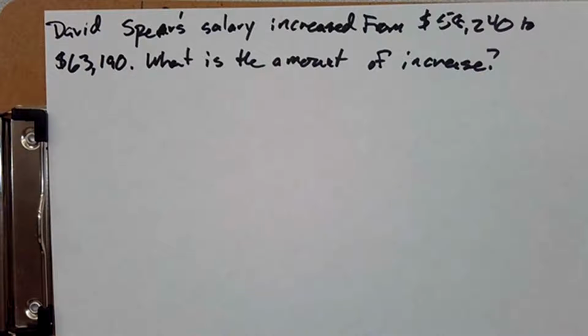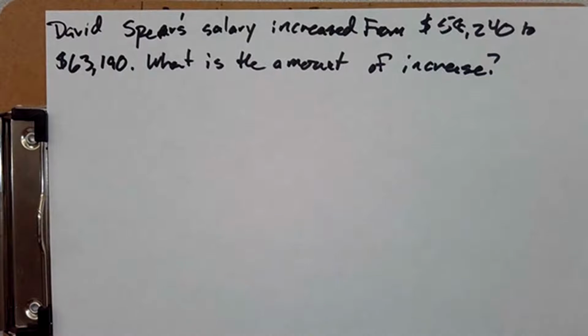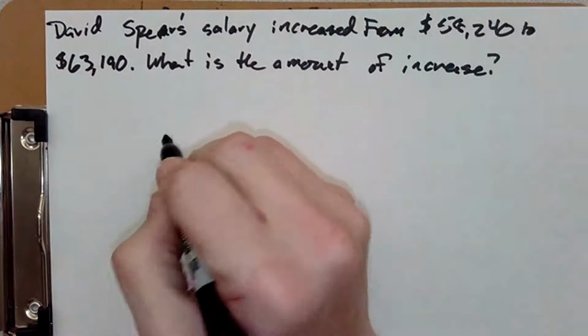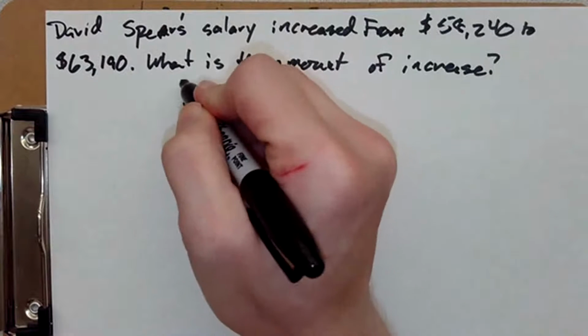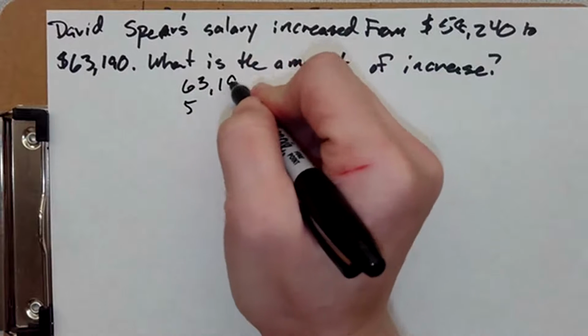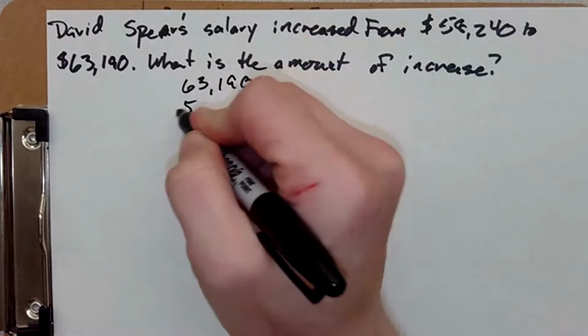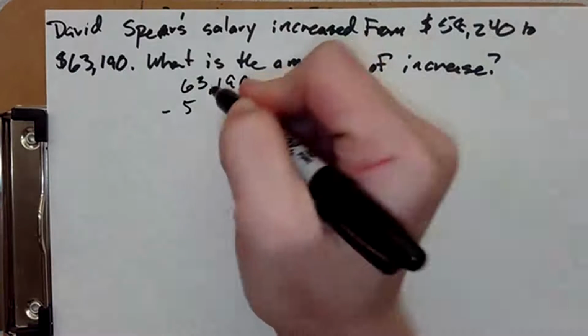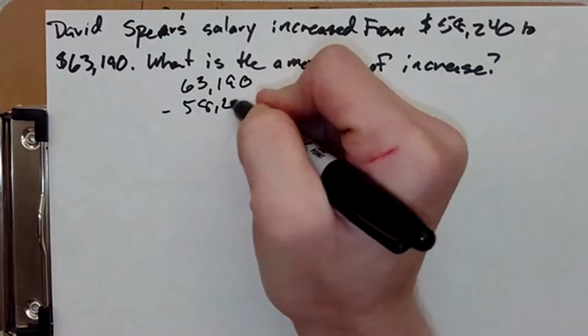So our first problem asks, David Spears' salary increased from $58,240 to $63,190, and we're asked what's the amount of increase. Well, that's very simple. All we have to do is subtract 63,190 minus 58,240.